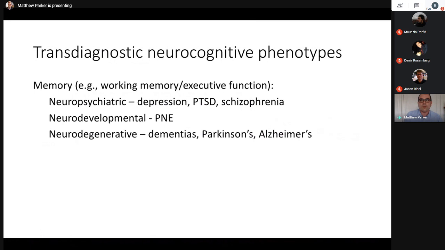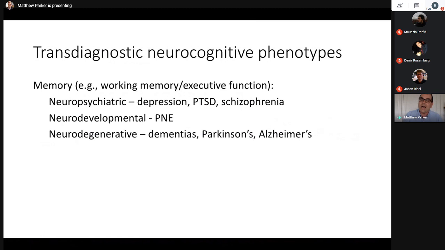But what we're particularly interested in, and the reason we're interested in this is because it does have links to a number of different neuropsychiatric conditions, is more in terms of working memory and how that feeds into executive function. Now, we know that there are working memory and executive function deficits in a number of different neuropsychiatric conditions.